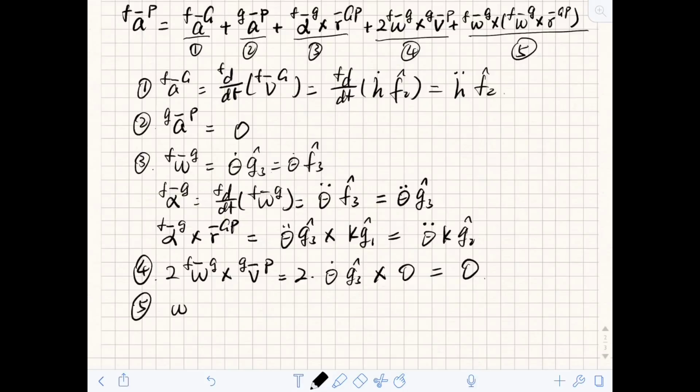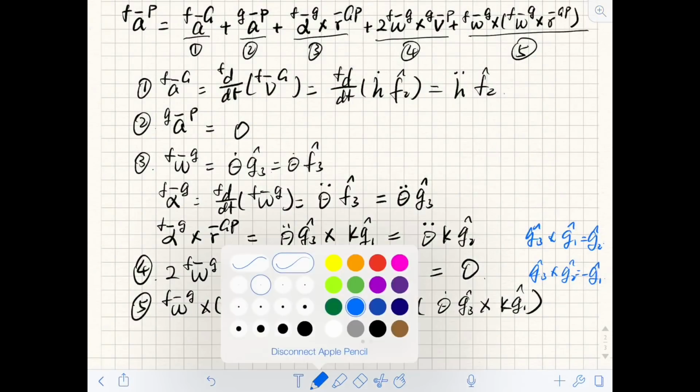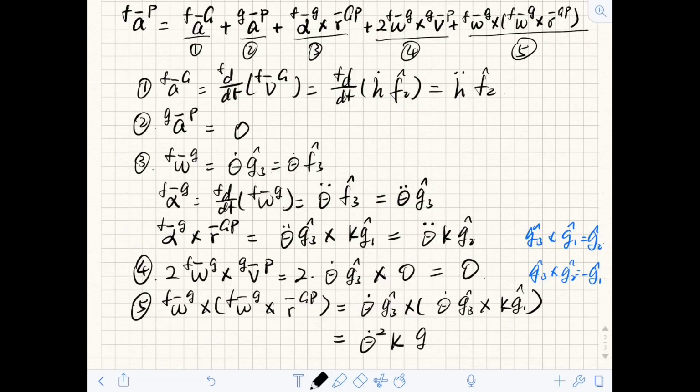And the last term, omega GF cross omega GF cross RGP, which is the centripetal acceleration, is equal to theta dot G3 cross theta dot G3 cross k G1, and it's equal to theta dot squared k, and we have G3 cross G1 equal to G2, and G3 cross G2 equal to negative G1. So the direction here is negative G1.